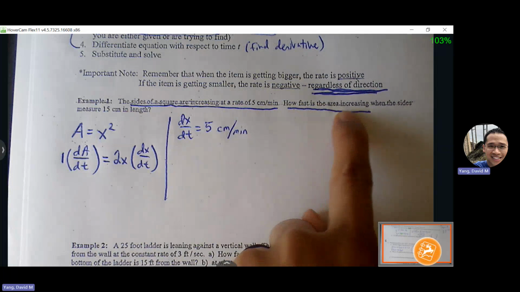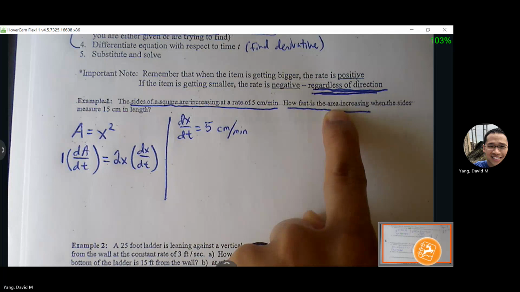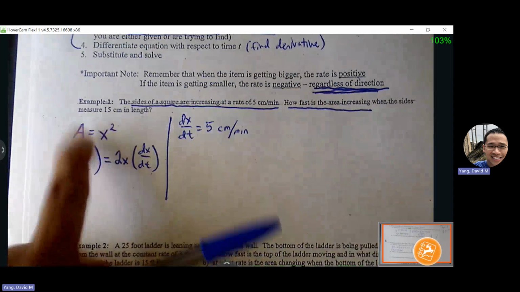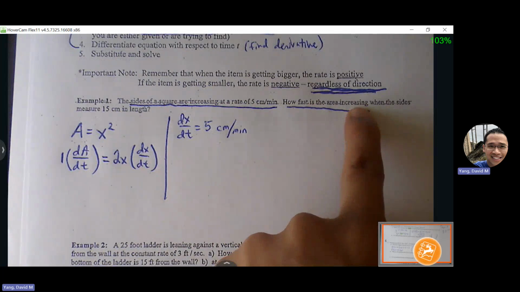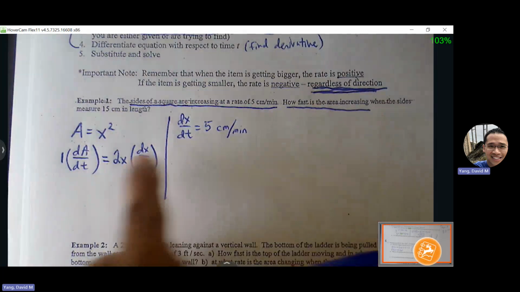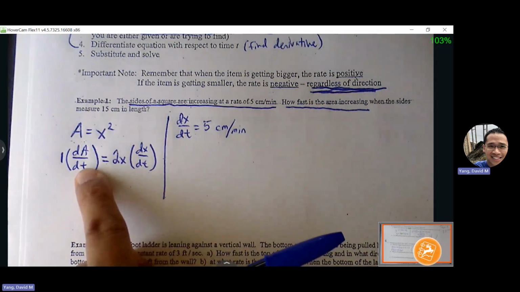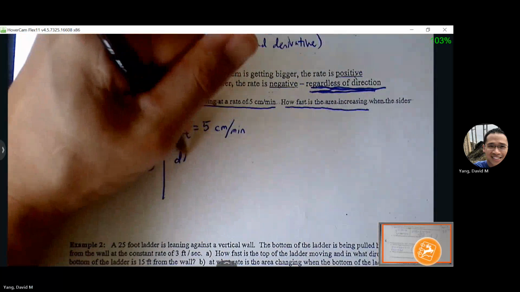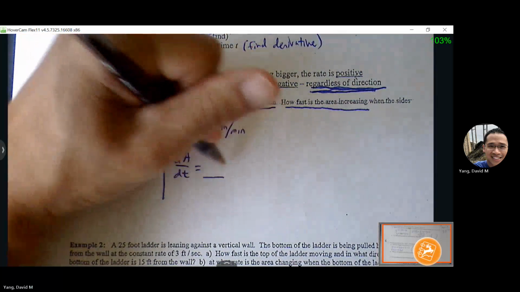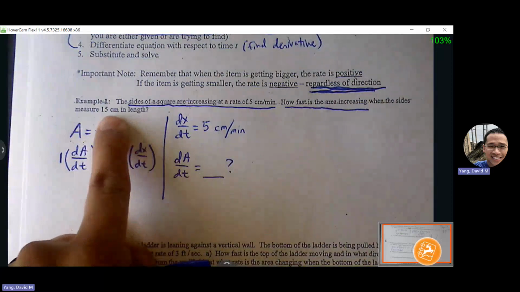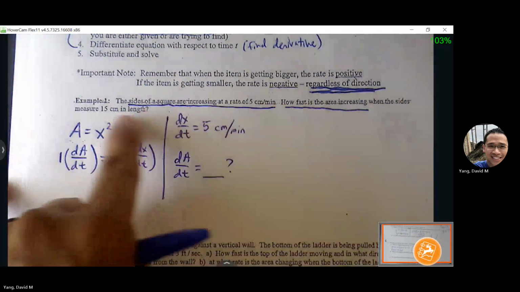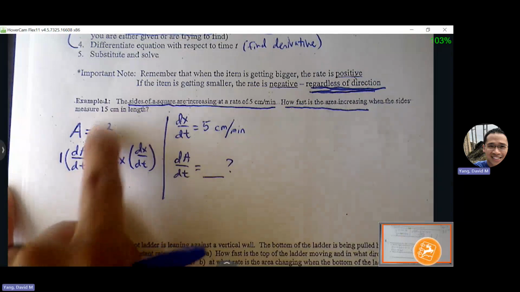Okay. How fast is the area increasing? What are we looking for? Which variable in front of you do you think would be best suited for what we're looking for there? d what? dA over dt, right? Area, obviously it's one of these two variables, but you see the word increasing. So anytime you see a rate involved with a variable, it can't just be a static value. It has to be a moving value, right? So dA dt is the unknown. When the side measures 15 centimeters in length. What's that 15 referring to? x, yeah.